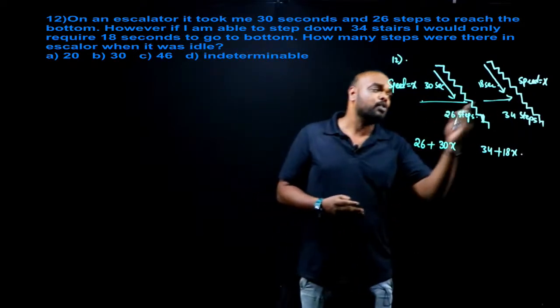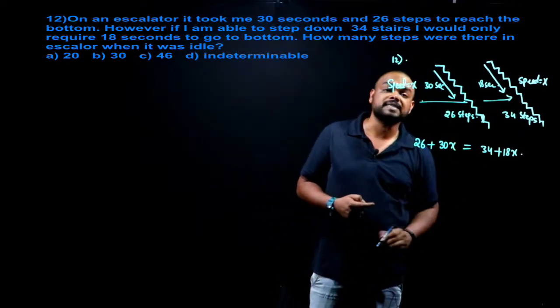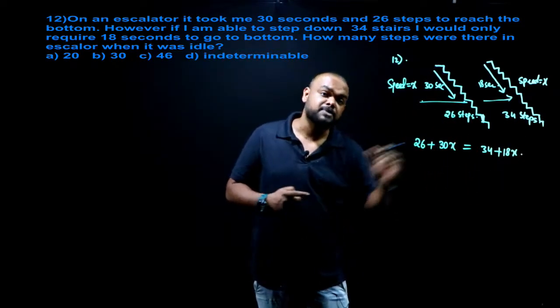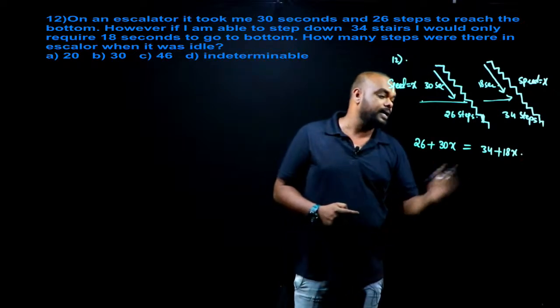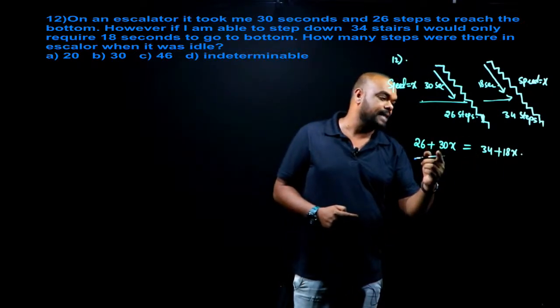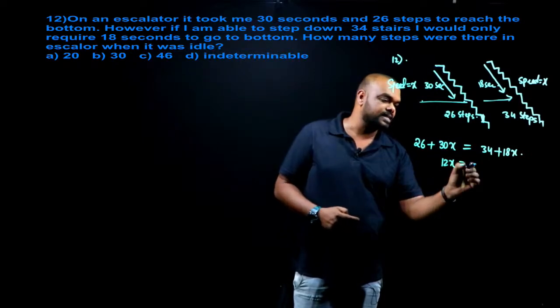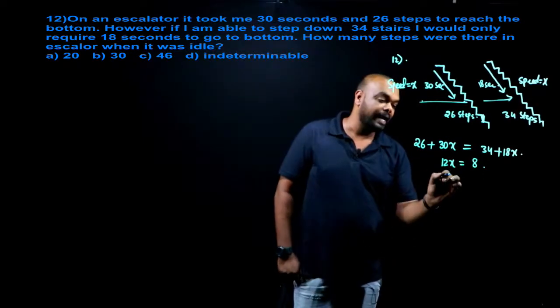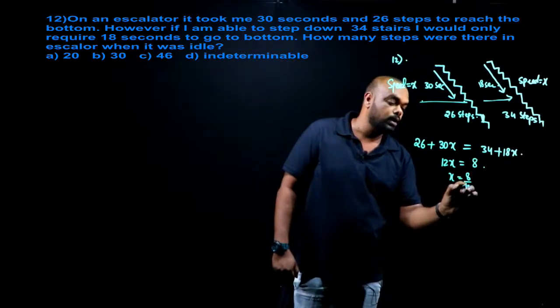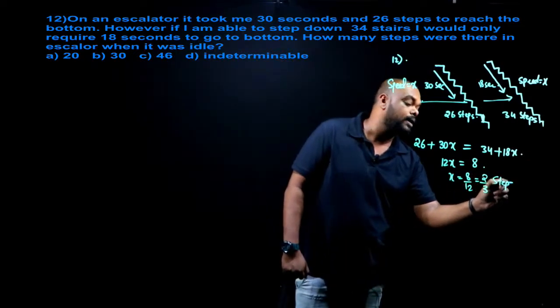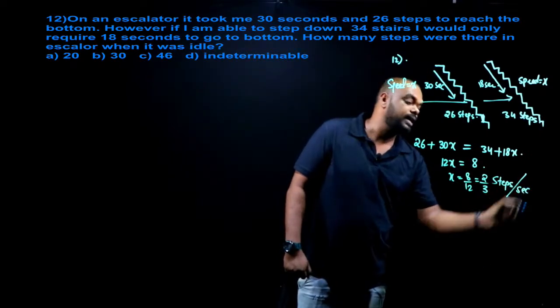Well, we know that both are the same escalator. It means the distances must be the same. This distance is this much and this distance is this much, and both are absolutely the same. So if I solve this, what do I get here? I'll send this 18x this side. So what do I get? 12x is equal to, I'll send this 26 this side, 8. Now x is equal to 8 by 12, which is 2 by 3 steps per second.